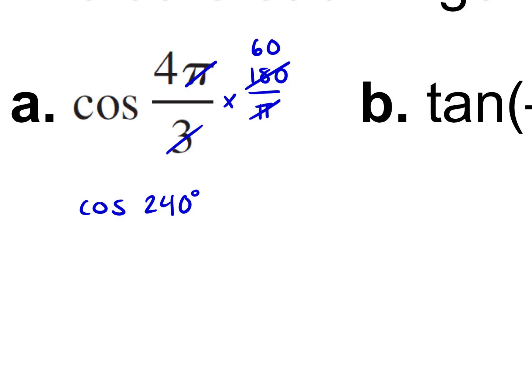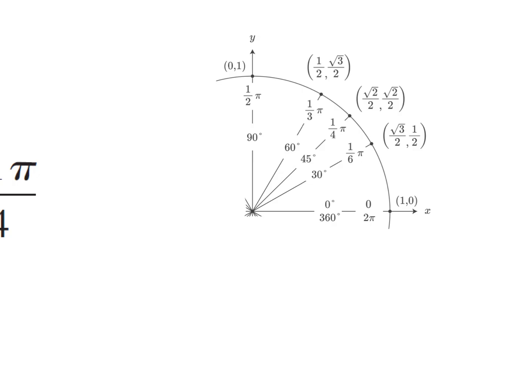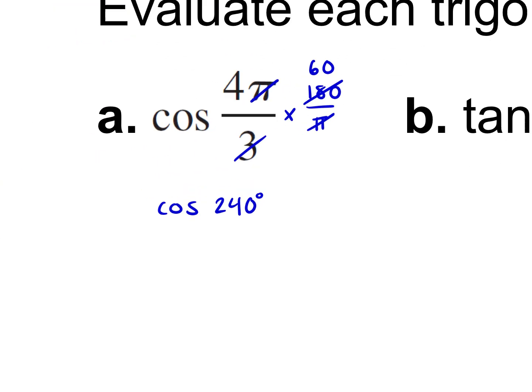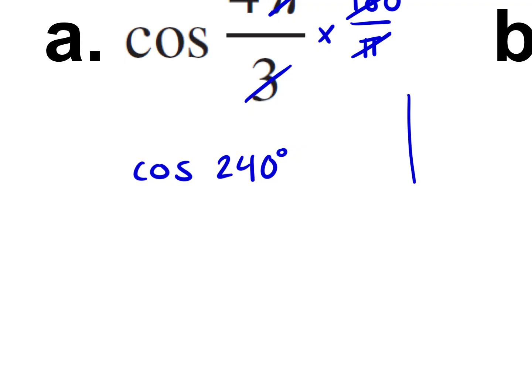Now 240 is not in the first quadrant of our reference angle here, or of our unit circle. So we have to find the reference angle. How would I find the reference angle? What quadrant is 240 in? It's in the third quadrant. What formula do we use in the third quadrant?